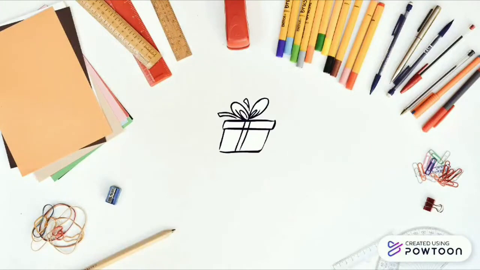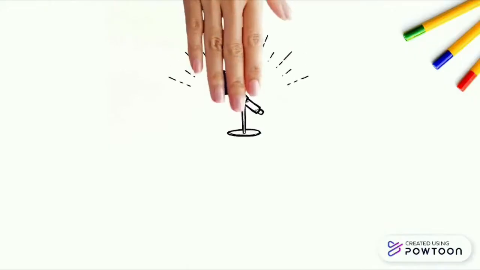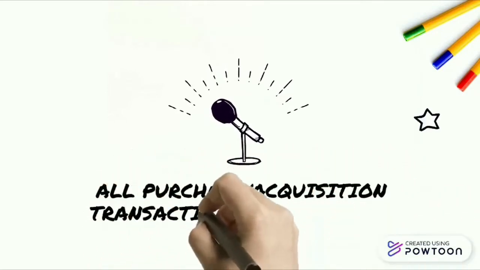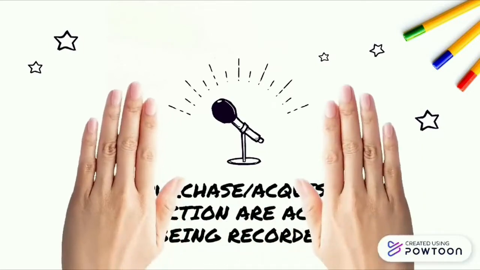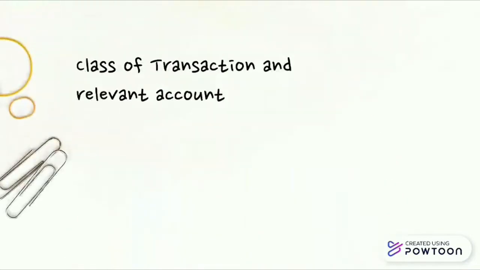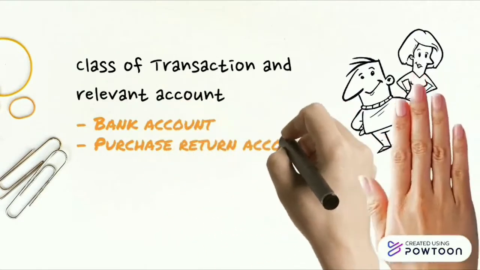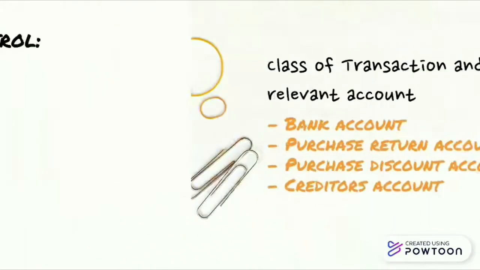Hello, my name is Nur Batrisha. For the next assertion is accuracy, which is all purchase or acquisition transactions are accurately being recorded. The objective is to ensure that all purchases are properly and accurately recorded. Class of transaction and relevant accounts are bank account, purchase return account, purchase discount account, creditor account.